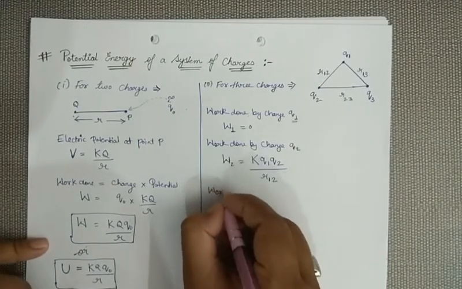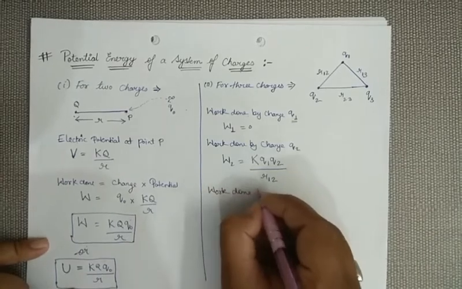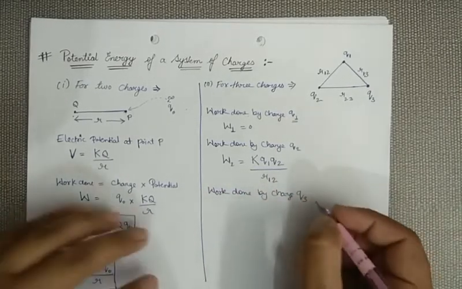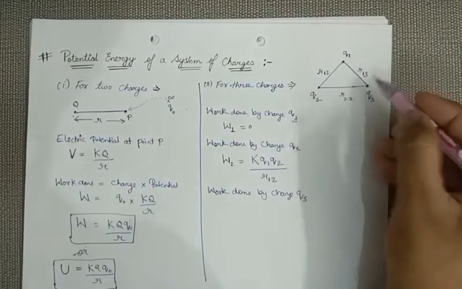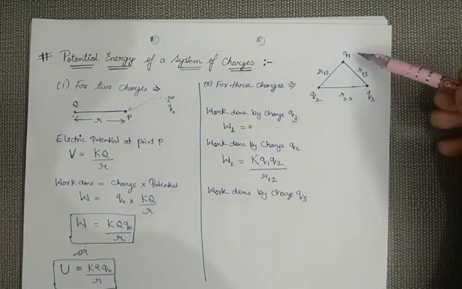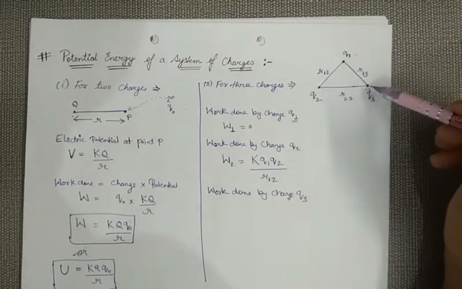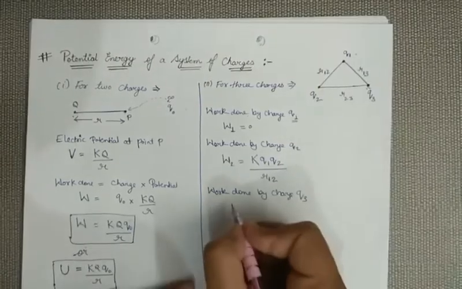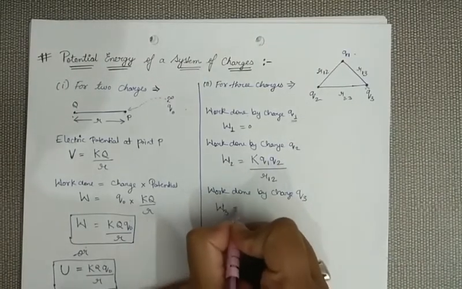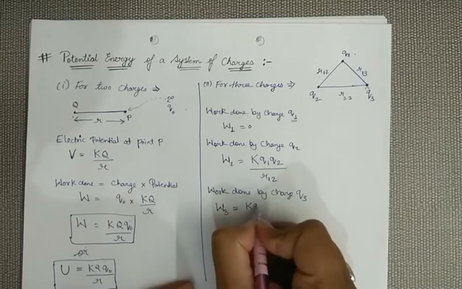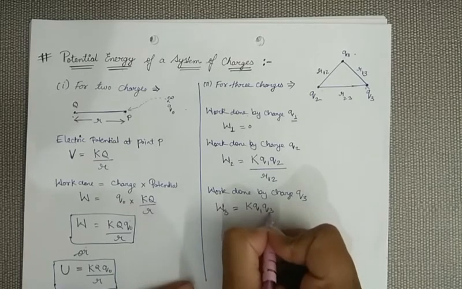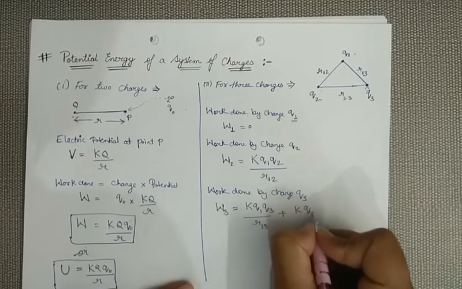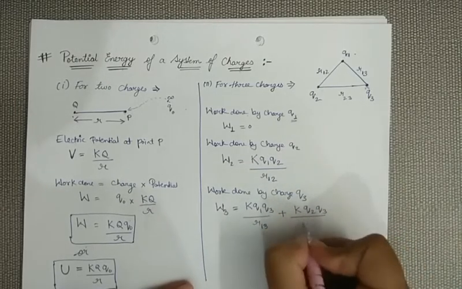Now it's the time for the third charge. So the work done by charge Q3. Now this is my charge Q3. This charge has to do work against Q1 and also against Q2. So it will perform two works, work done against Q1 and work done against Q2. So the work done by charge Q3, that is W3, equals K times Q1 Q3 upon R13 plus K times Q2 Q3 upon R23.